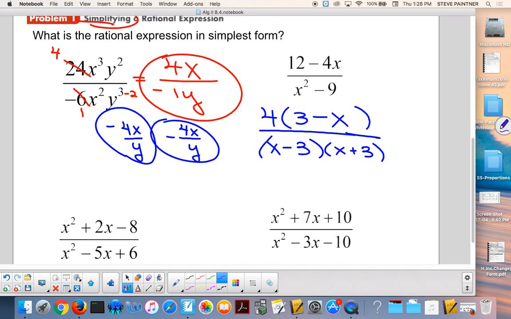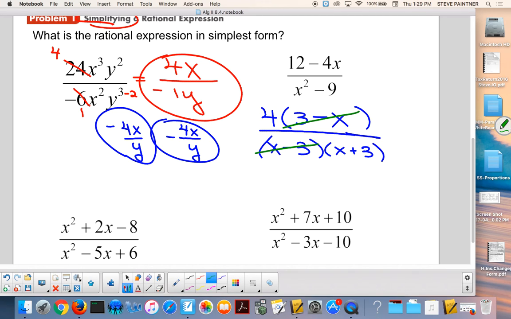Okay, look at what you have. Do you have any binomials that look identical? 3 minus x, I don't see 3 minus x. They're not identical. How about opposite? Yes. This is the opposite of which one? X minus 3. Okay, check it out. This is 3, this is negative 3. This is negative x, this is positive x. They are opposites.